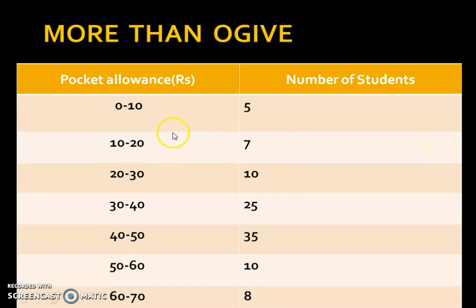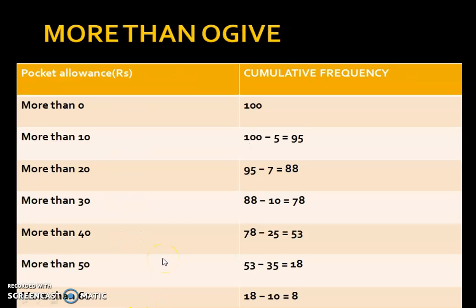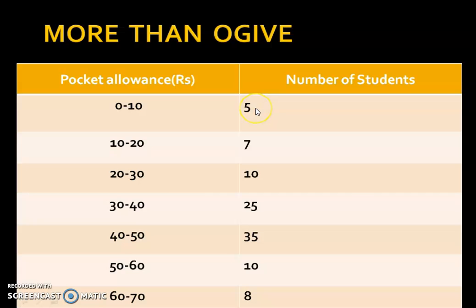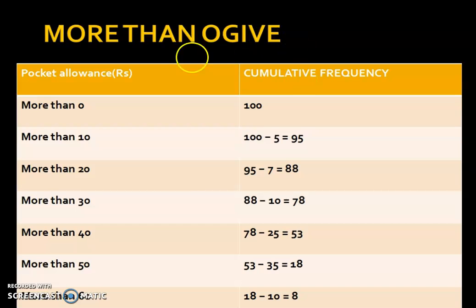Since it is more than ogive, it will be more than 0. We will represent the lower limit: more than 0, more than 10, more than 20, more than 30, more than 40, more than 50, more than 60. And how to calculate the cumulative frequency? The highest number would be the cumulative frequency. I forgot to mention the number of students. The total number of students here was 100. So the first cumulative frequency will start with the total number of students that will be mentioned in the question. So 100 is the total number of students, so the first cumulative frequency would be 100.